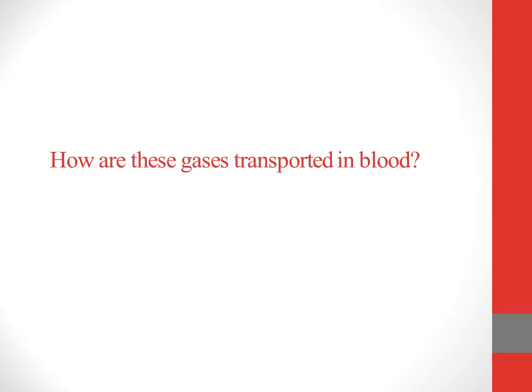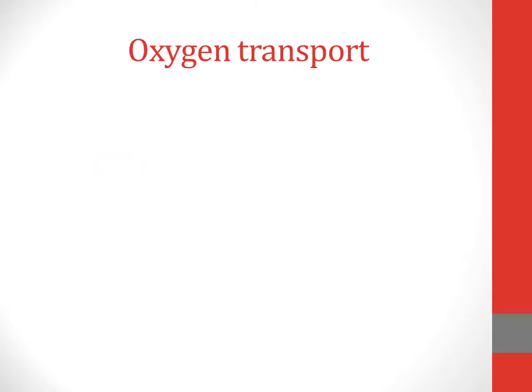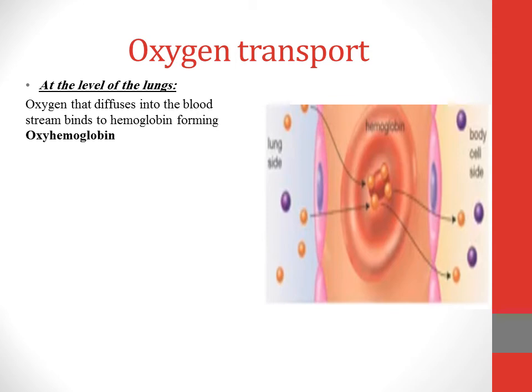Now, let's explain the transport of gases. How is oxygen transported? At the level of the lungs, oxygen that diffuses into the bloodstream binds to hemoglobin, forming oxyhemoglobin. As you can see in this figure, the oxygen molecules inside the alveoli of the two lungs diffuse into the capillaries inside the blood and bind to the hemoglobin molecules which are found inside the red blood cells, forming oxyhemoglobin.